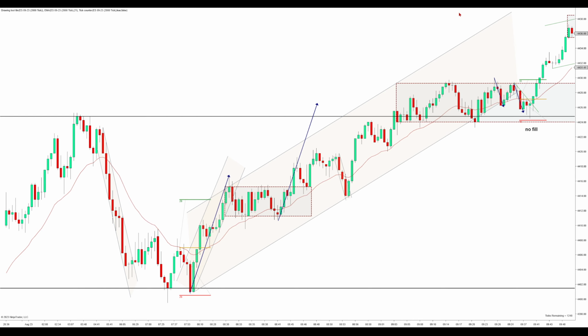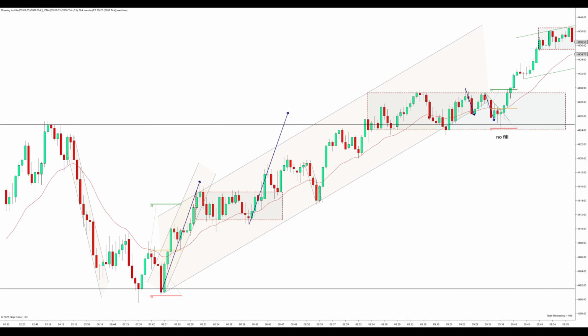So it's all about, it goes back to the second entries. The foundation is 2-legged moves, and then you have to understand that it's not just about 2-legged moves, it's also about 2 attempts to reach magnets and then entering on failures. So just trying to be clear on that.